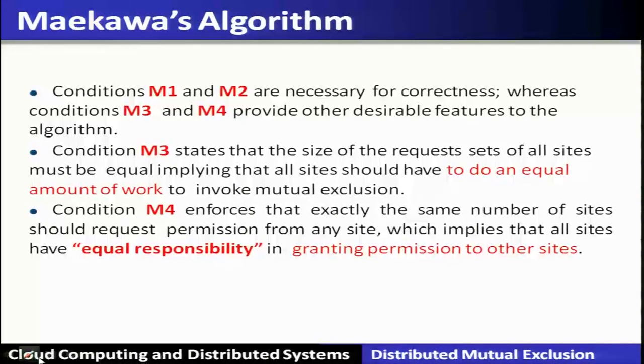The property M3 states that the size of the request set at all the sites must be equal, implying that all sites should have to do an equal amount of work to invoke the mutual exclusion. Whereas the M4 condition forces that exactly the same number of sites should basically request permission from any site, which implies that all sites have equal responsibility in granting the permission to the other sites.